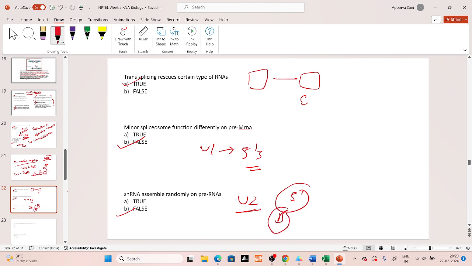So, each and every snRNA is destined to bind to a specific location. They cannot just randomly come and sit over any place. U1 will always bind to one particular place. U2 will always bind to that particular place. U1 cannot bind anywhere else other than the 5 prime splice site. So snRNAs randomly assembling on pre-mRNA is false.